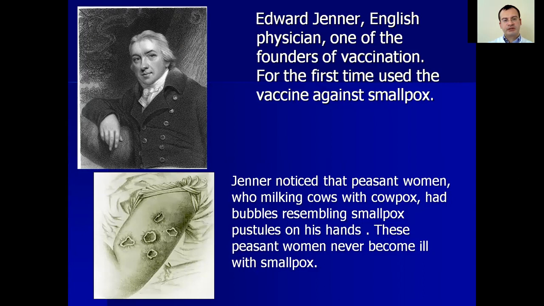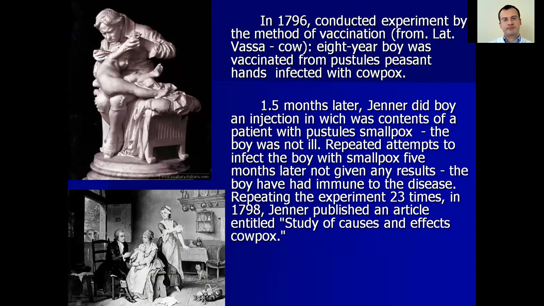Edward Jenner. Jenner noticed that a peasant woman who milked cows with cowpox had bubbles resembling smallpox pustules on her hands. This peasant woman never became ill with smallpox. In 1796, he conducted experiments using the method of vaccination.